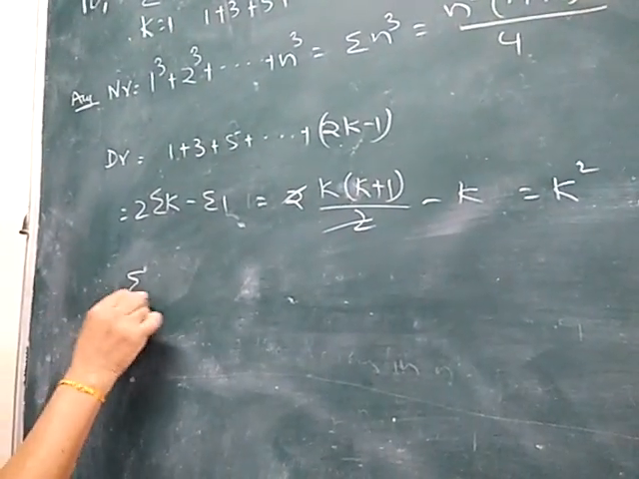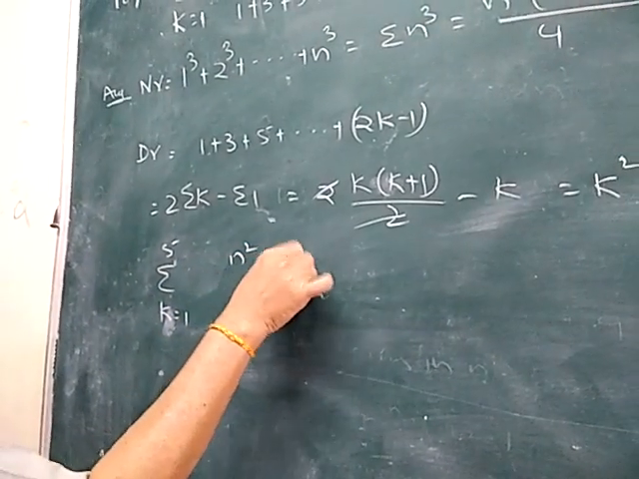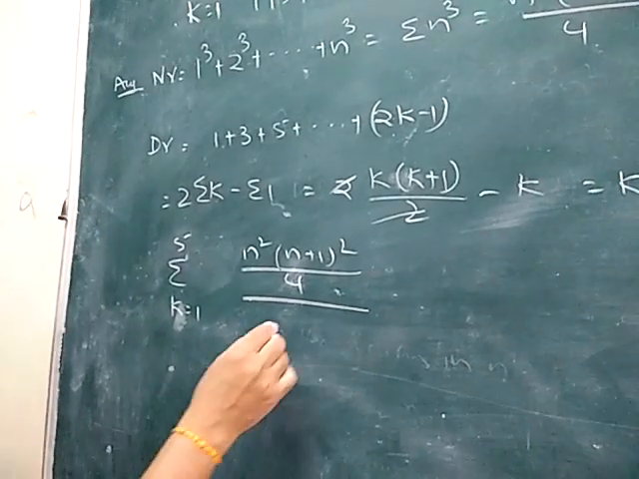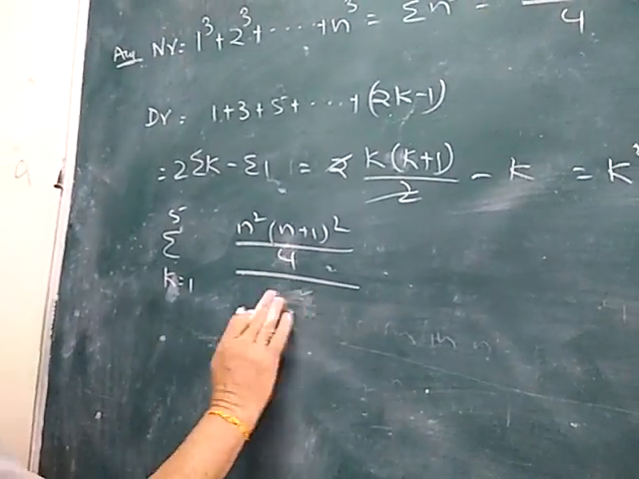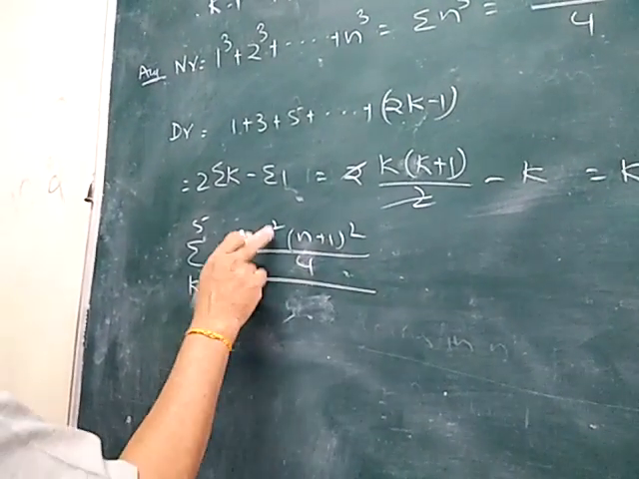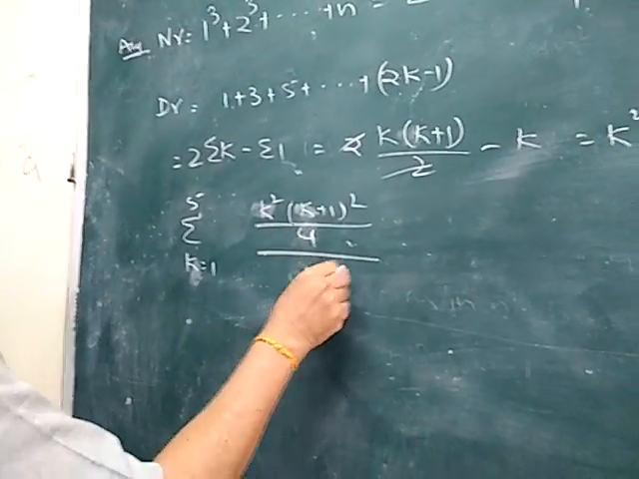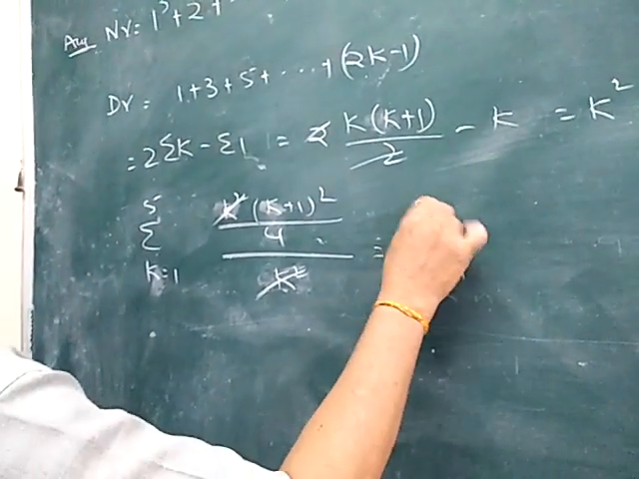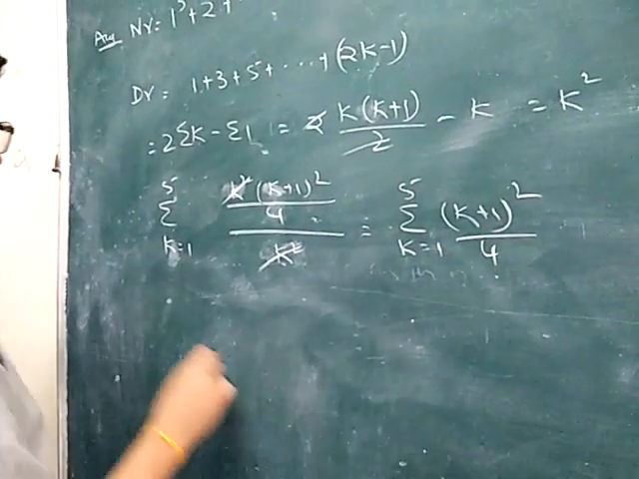So therefore sigma k is equal to 1 to 5, and the numerator is n plus 1 whole square by 4, divided by k square. Oh sorry, here it is k, so k plus 1 whole square by 4 over k square, cancel. That is sigma k is equal to 1 to 5 of k plus 1 whole square by 4.